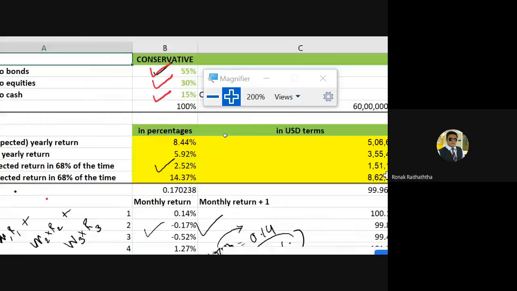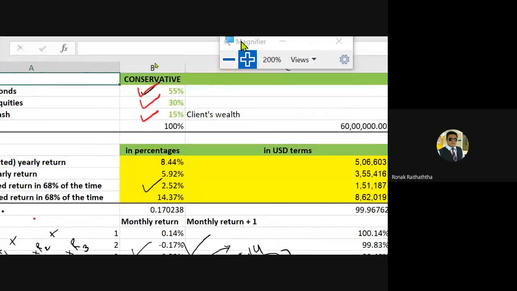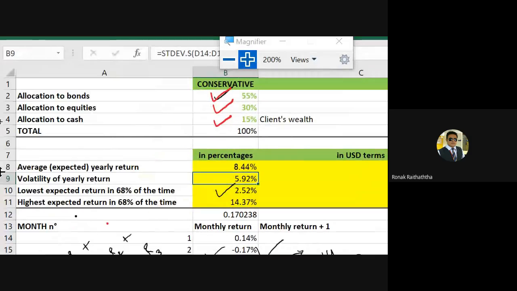Is everyone there with me till now? So this is the average return given by the portfolio on yearly basis. Now here we are going to apply some value at risk principles. Once you are there with me in finding the average, we may move ahead.